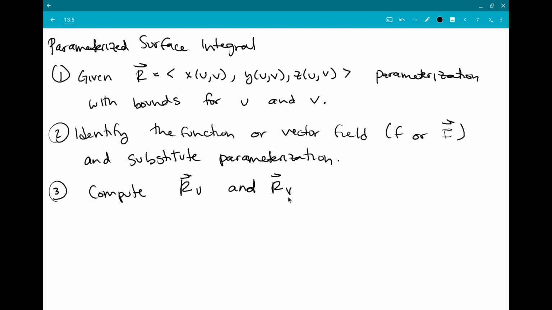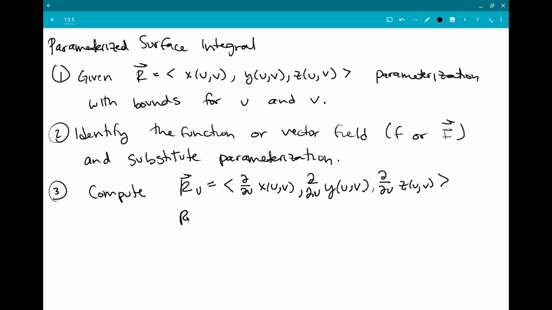Then from your parameterization, you're going to compute the partial derivatives in all the components, r sub u and r sub v. I'll write the formula. So r sub u would be: you take d du of x of u, v, d du of y of uv, and d du of z of uv. And r sub v is going to be the same thing, but using partial derivatives with respect to v. I'll put little tails on these u's, that way you know that the first one is u, the second one is v.